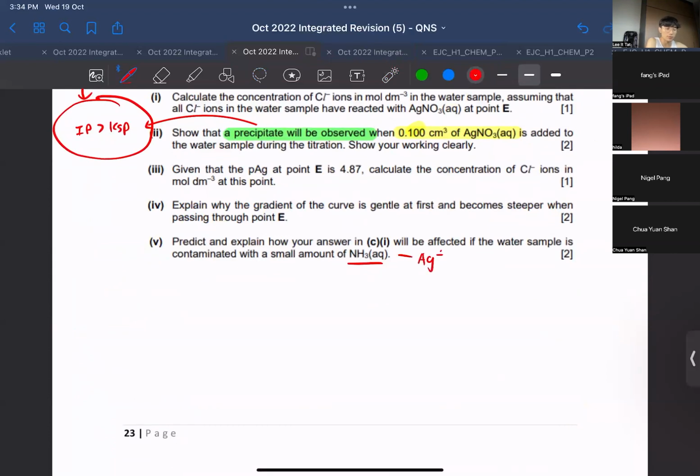Okay, ammonia. Again, the ammonia by now you should know, right? It's supposed to react with your Ag plus. Okay, ammonia can react with Ag plus to form the complex. Again, I don't have to spell it out for you guys. You should know this by now. But you should have 2 different scenarios.